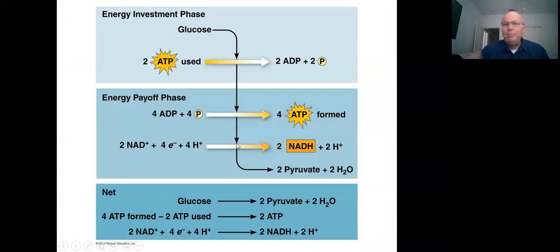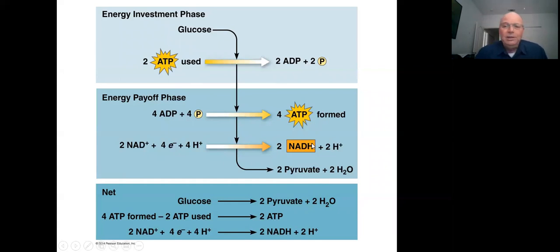So if we want to summarize all of this in terms of reactants in, products out, energy in, energy out, this is how we would summarize it. So the one glucose molecule goes in chemically. What comes out is 2 pyruvates. Energetically, what goes in is 2 ATPs, but energetically, what comes out is 4 ATPs plus 2 NADHs.